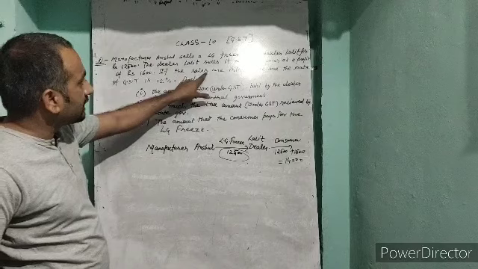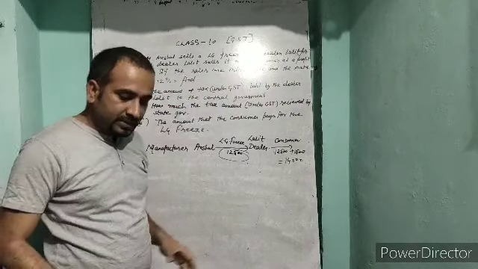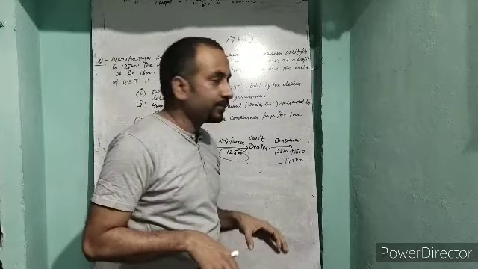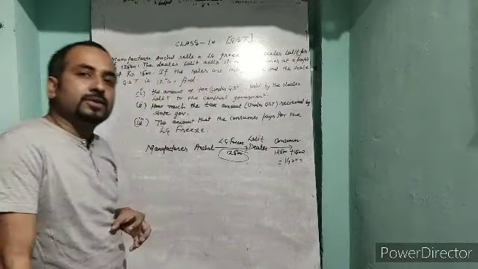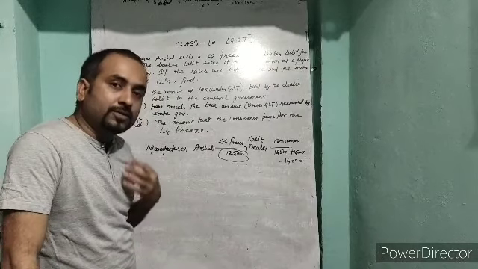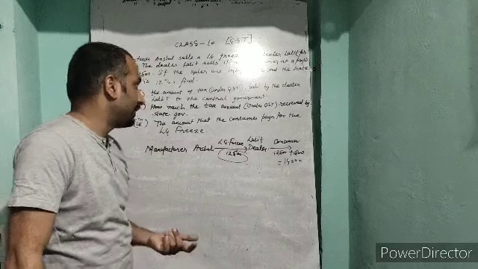And if the sales are intra-state, intra-state means within the state, and the rate of GST is 12%. That means the rate of CGST is 6% and SGST is also 6%.